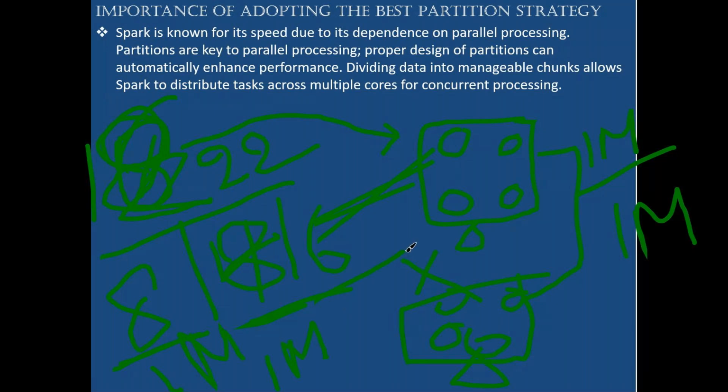In the third minute, these 4 will get a task and these 2 will get a task, but these 2 cores are idle. You are not using them properly, isn't it? So that's why partitions are key to parallel processing, and you need to maintain the number of partitions properly. Proper design of partitions can automatically enhance the performance.